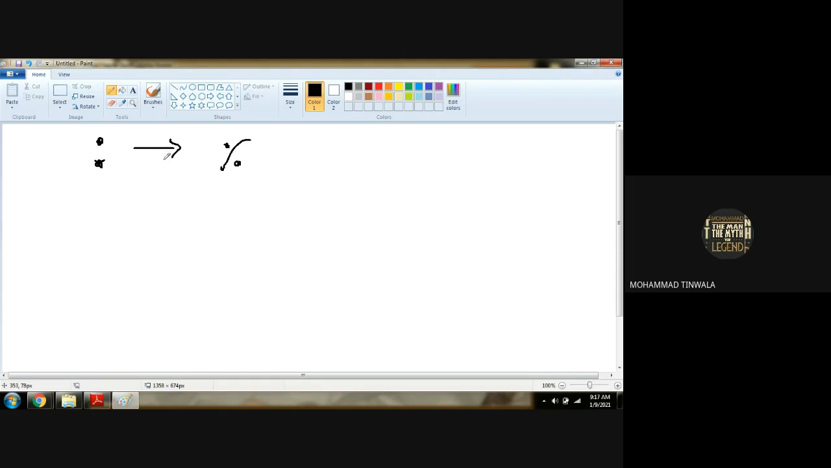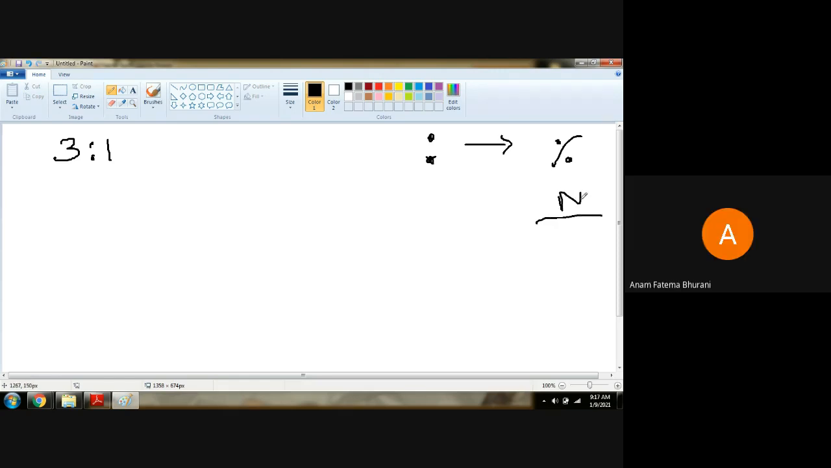Now what is given here? The given thing is 3:1. Now this has to be converted into percentage. To convert to percentage, what should our base be first? It has to be in fraction form, with a numerator and denominator. Then it easily converts into percent. Yes or no?